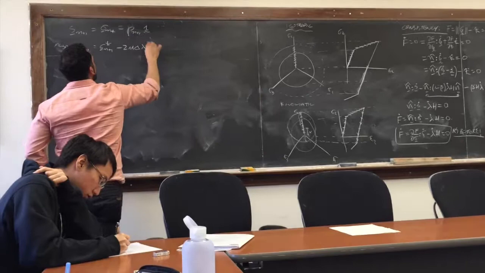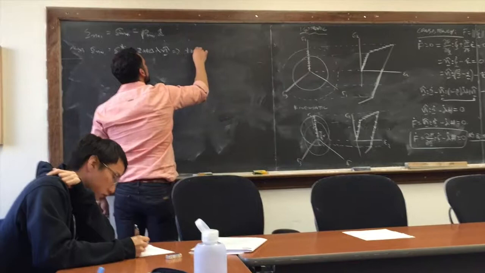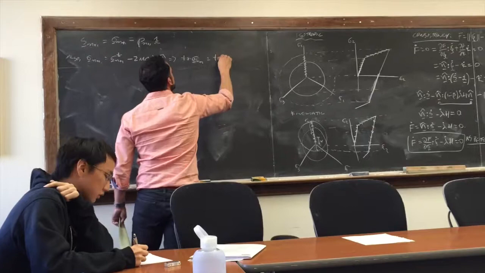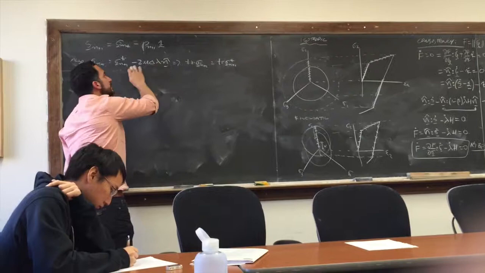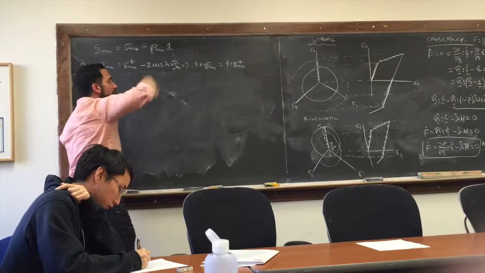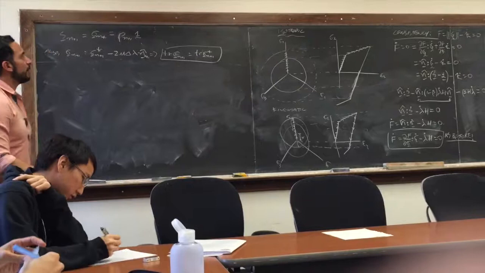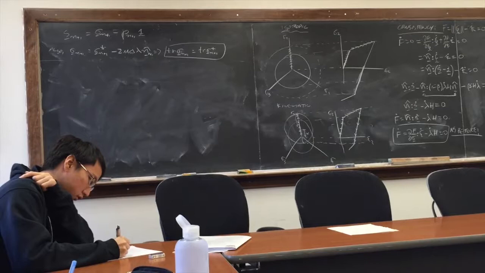Take the trace of this. So trace of sigma at n plus 1 equals trace of sigma at n plus 1 trial minus whatever the trace of this is. Trace is just a linear operator, so it goes term by term. But what is the trace of n hat? Zero, because n hat at n plus 1 or at any time is always traceless. So as before, the trace of sigma n plus 1 is equal to the trace of sigma n plus 1 trial.